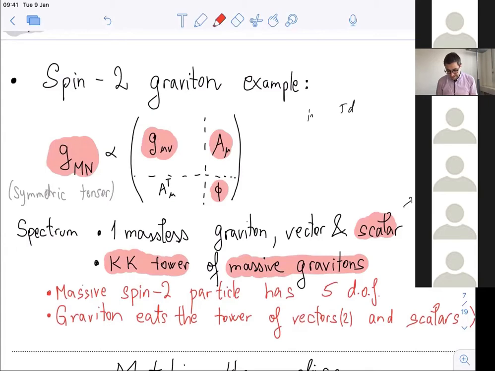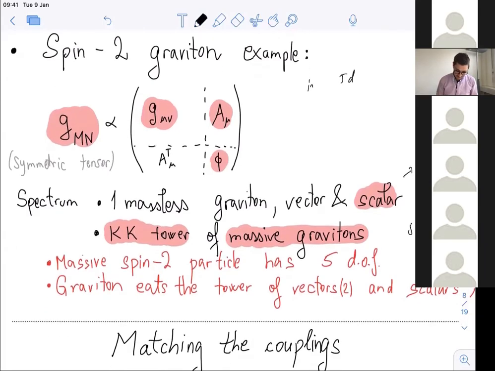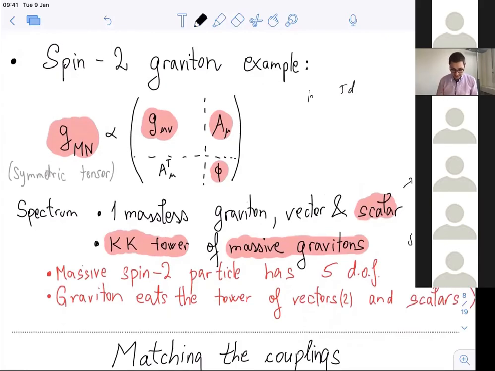They are massive, and they have 5 degrees of freedom. Remember, the spin J has 2J plus 1 degrees of freedom. So there will be 5 degrees of freedom. And these 5 degrees of freedom come from the 2 degrees of freedom for the massless graviton, 2 degrees of freedom for the massless vector, and 1 degree of freedom from the scalar. So the graviton will eat up the towers of vectors and scalars. These spin 2 Kaluza-Klein modes are the most generic predictions of the extra dimensions, and they are extensively looked for at the LHC. Spin 2 KK gravitons are one of the benchmarks in BSM searches at the LHC.